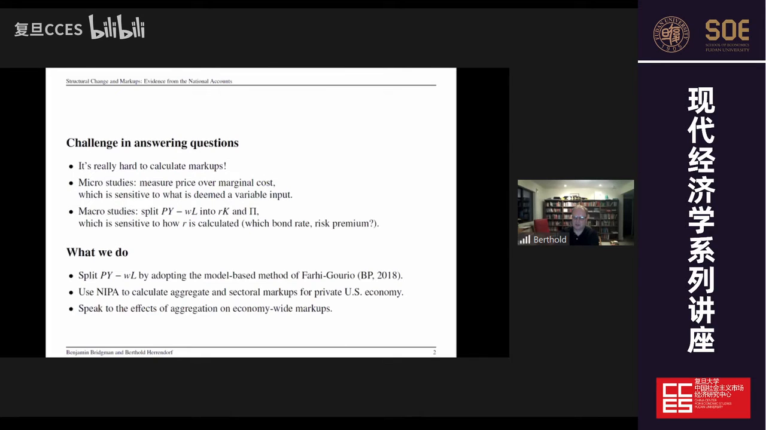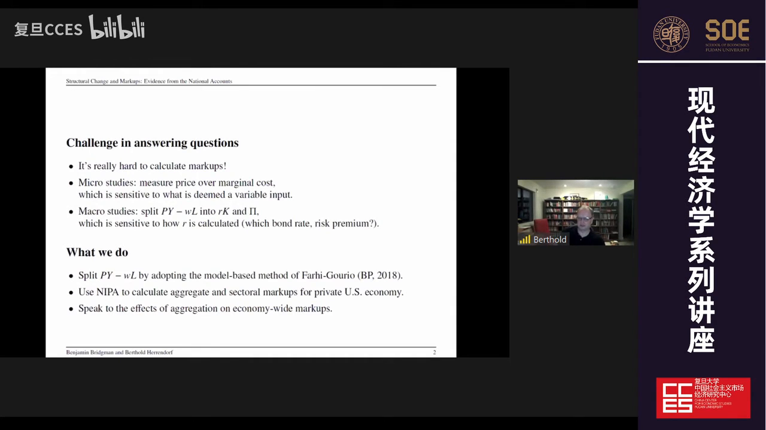Now, the advantage of the macro studies is they usually don't do that because they go by annual data. But then their challenge is to split what's left after you pay labor. I've written it here: PY is the total GDP or income, and WL is what you pay to labor. That residual you can measure very carefully, but now you have to split it into payments to capital and profits. In perfect competition, the profits are zero, so PY minus WL is just payments to capital by definition. But if you assume that there is some market power, you can no longer make that assumption.